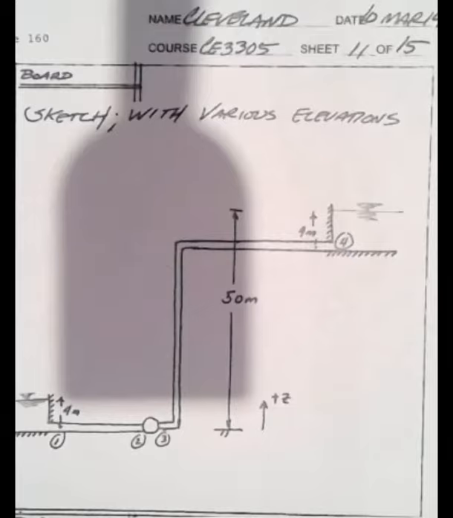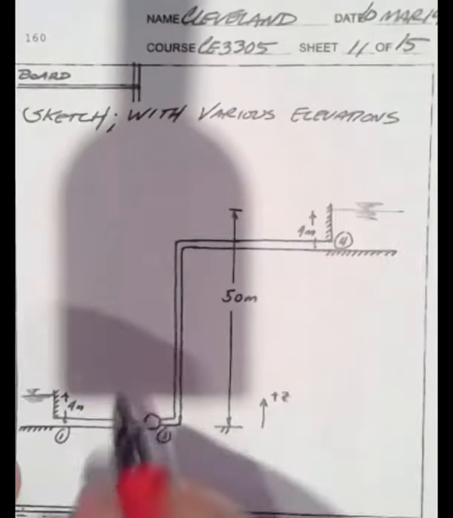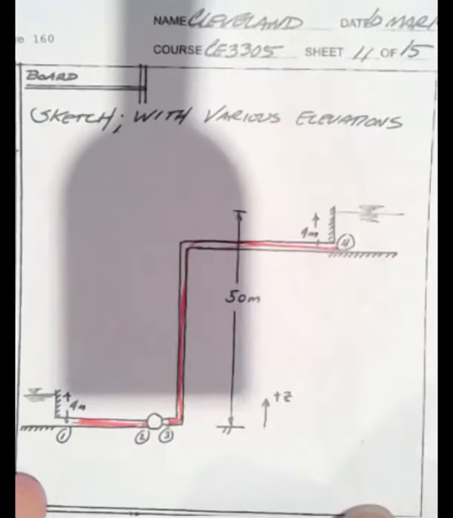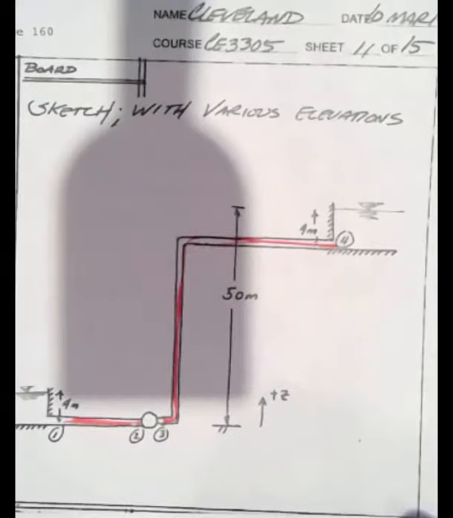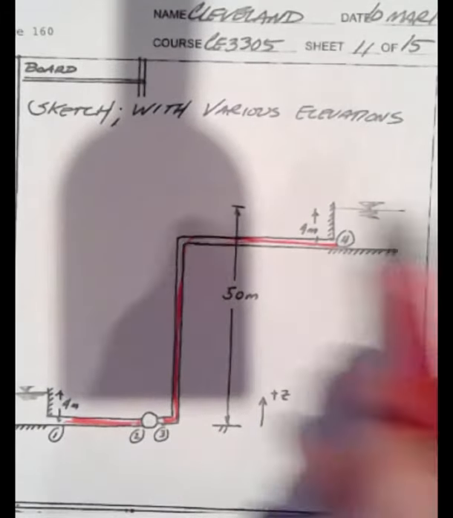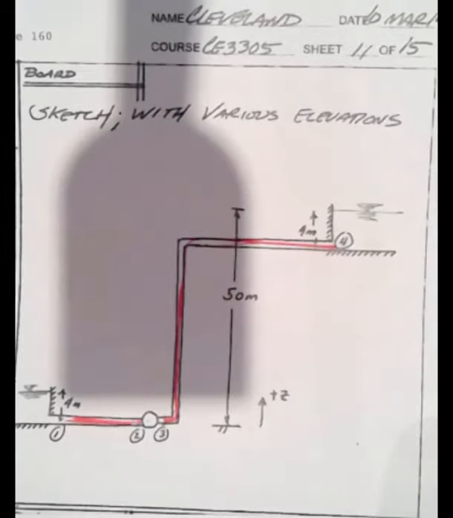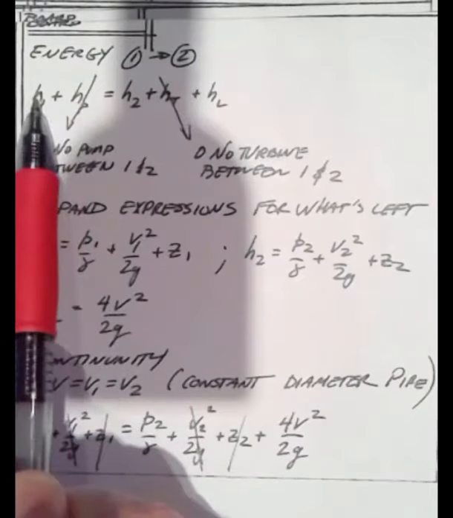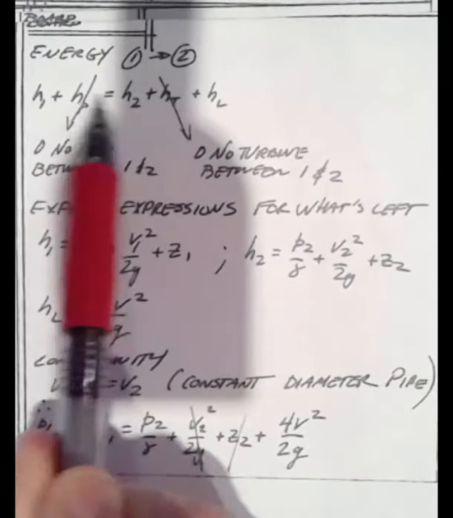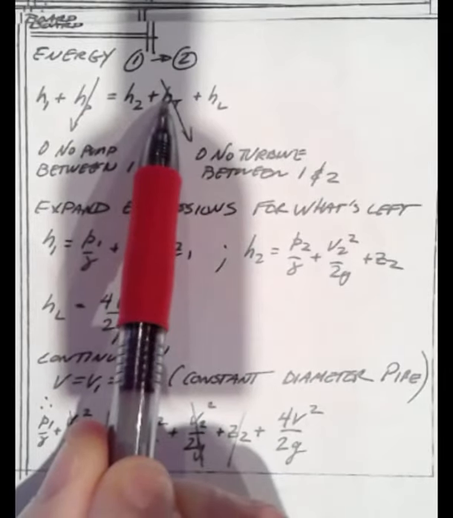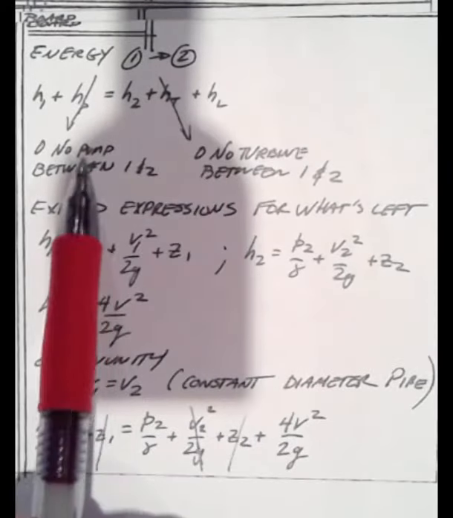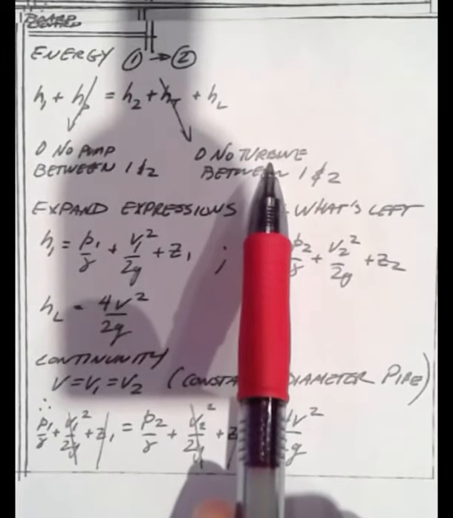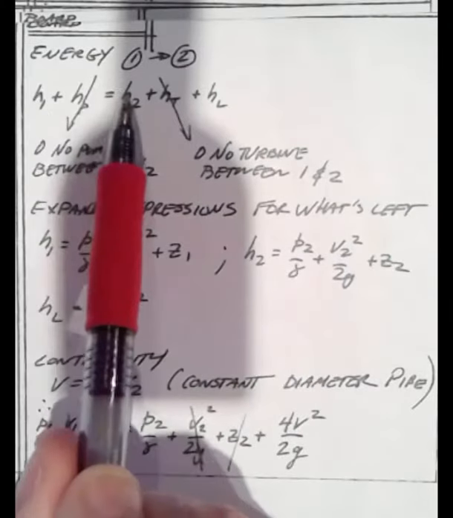So the way to do this would be to apply the energy equation from 1 to 2, apply the energy equation from 3 to 4, use continuity as needed, and then we can find out what the pump has to add to make the two sides equal. So, energy from 1 to 2. Total head at 1 plus added head of a pump equals total head at 2 plus the extracted head from a turbine plus the head loss. Okay, there's no pump between 1 and 2, so that part vanishes. There's no turbine between 1 and 2, so that part vanishes. So what's left is H1 equals H2 plus head loss.